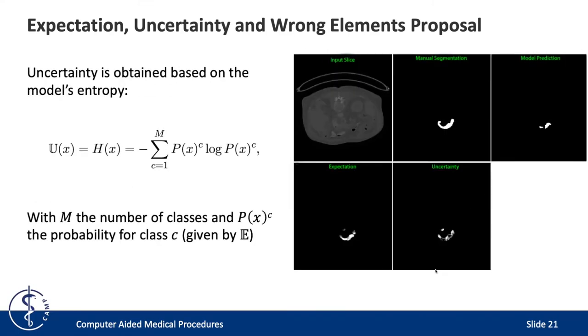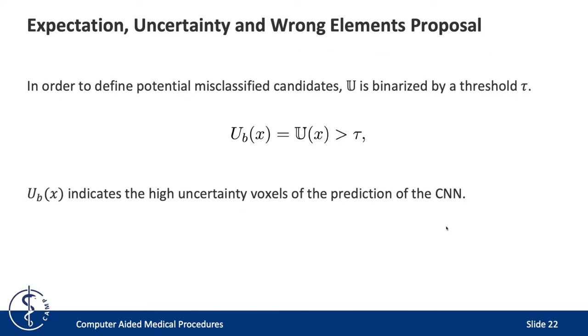Okay, so we need this uncertainty map. Now the next step is that we need to define the potential misclassified candidates. We need to choose which of these points in the predictions are potentially incorrect. And the way we are doing this is by binarizing the uncertainty map using one threshold. So we obtain a binarized uncertainty just by taking the threshold of the uncertainty map obtained before. And what this binary uncertainty map is telling us is which points in the image have high uncertainty.